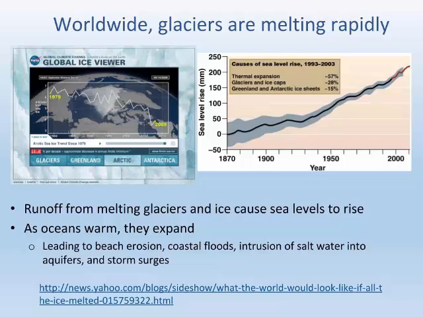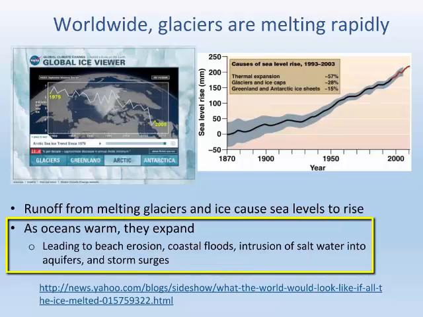While the Maldives is a far-off country that may not mean much to you, Florida is not. These projections would make Miami either a city by the sea or a city in the sea, depending on how high within the projected range sea levels rise. As sea levels rise and oceans expand because they are warmer, this will lead to beach erosion, coastal floods, intrusion of saltwater into aquifers, and stronger storm surges.